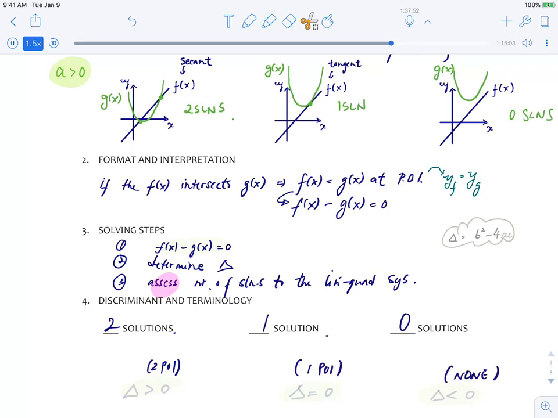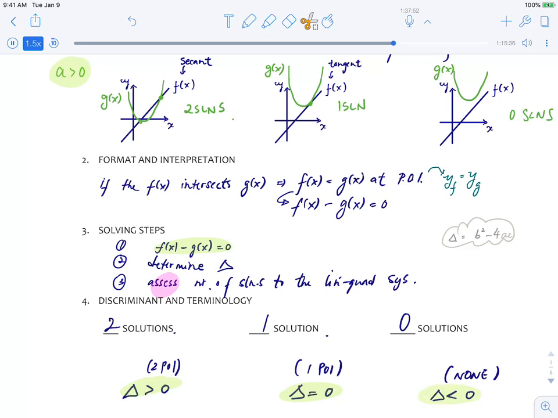Okay, but again, if we remember the discriminant, we link that to a negative discriminant being 0 solutions, a 0 discriminant being 1 solution, and a positive being 2 solutions. Once again, this applies not to the quadratic function, it applies to f of x minus g of x, okay? It's the delta for f of x minus g of x is equal to 0, okay?